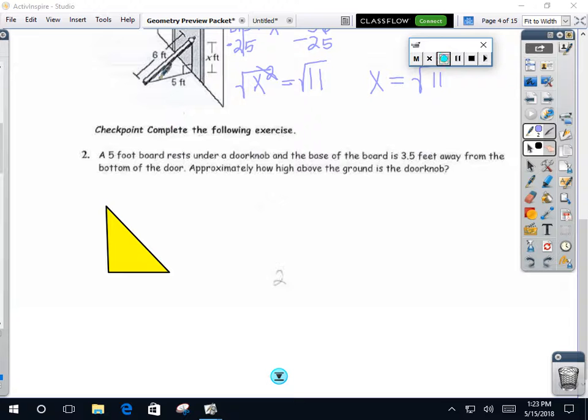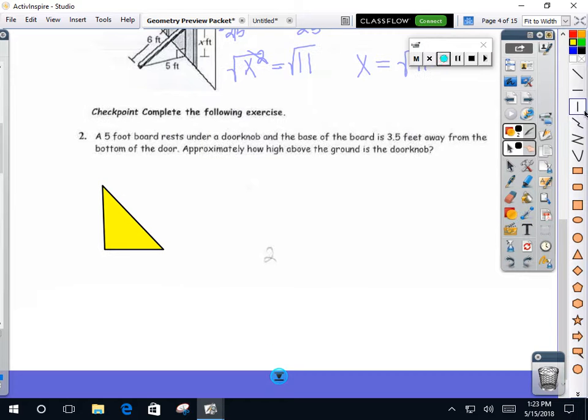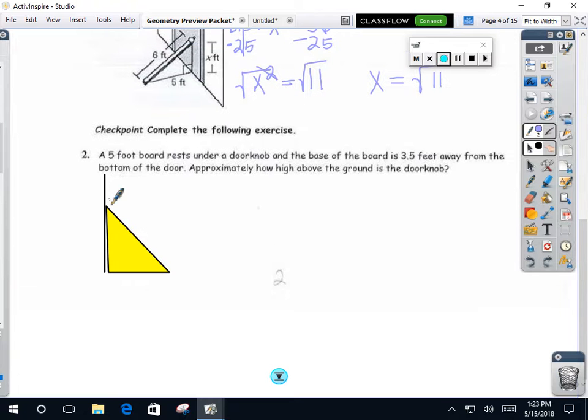Okay, you try number 2. It's the same situation as the previous problem. It's a 5-foot board resting under a doorknob, and the base of the board is 3.5 feet away from the bottom of the door. Approximately how high above the ground is the doorknob? So, in this case, the door would be this side, and this would be the ground. So the doorknob would be right here, and the board sitting under it. And how long is the board? 5. And the base of the board is how far from the bottom of the door? Right. And so we're trying to figure out how high above the ground is the doorknob.